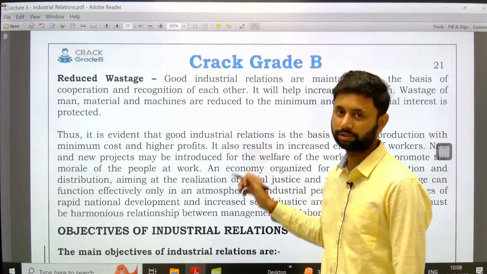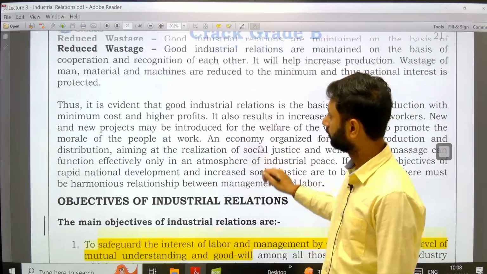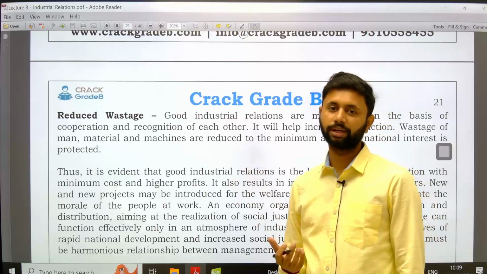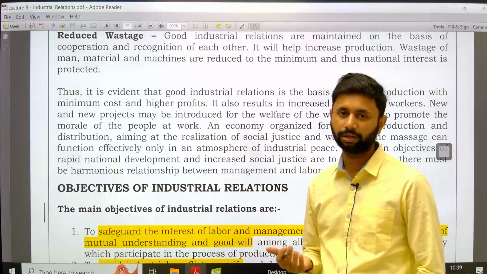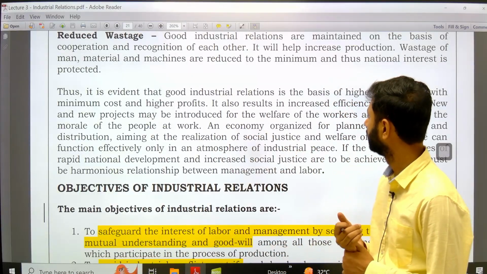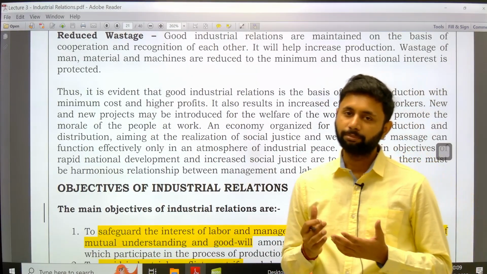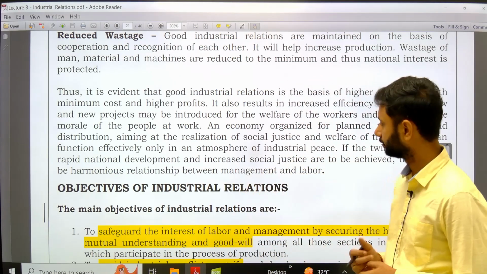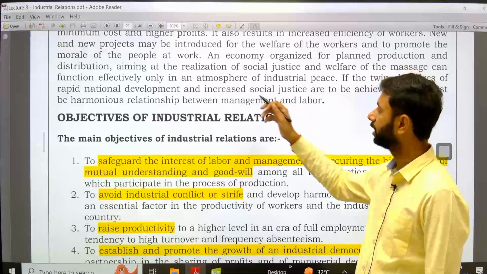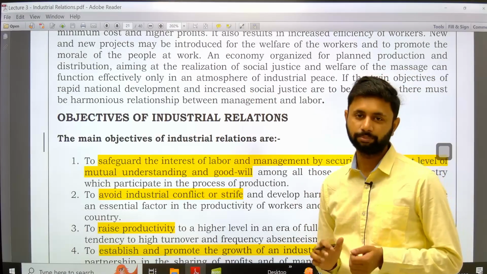If various industries, various manufacturing plants, start getting conflicts within them. Okay, so this is a very basic understanding that good industrial relations is the basis of higher production, minimum cost, higher efficiencies, higher capacity utilization. Okay, it will result in an atmosphere of industrial peace.